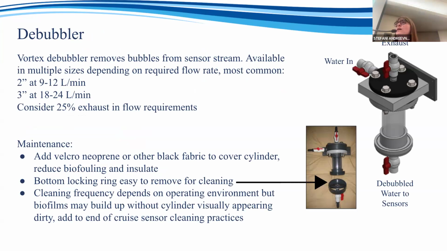In terms of a debubbler, I think everybody and their brother has seen this before. It's been around for a long time. There's not really many other options out there. This is called a vortex debubbler. Basically, it removes bubbles from the sensor stream, right? You can get in a couple different sizes, 2-inch, 3-inch, depending on what you want. In terms of flow rate, always consider that about 25% of it should go out through your exhaust.